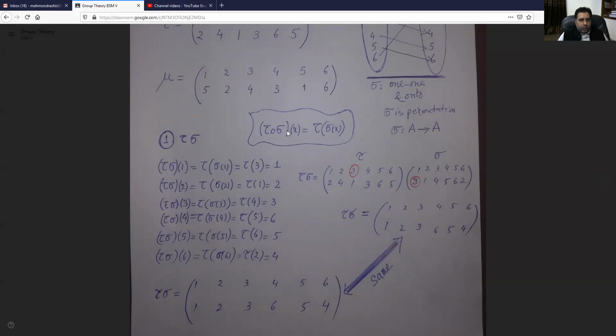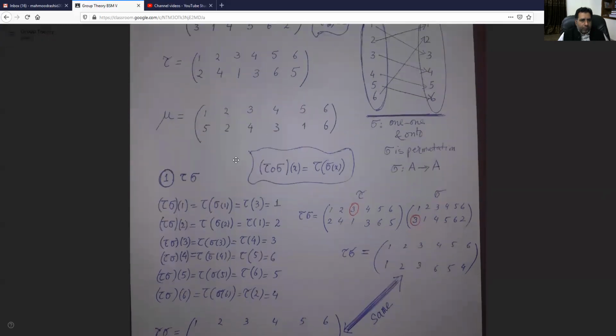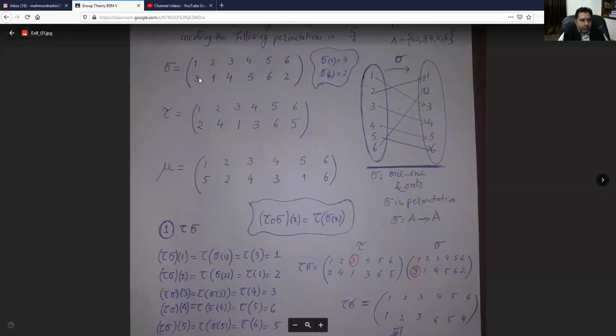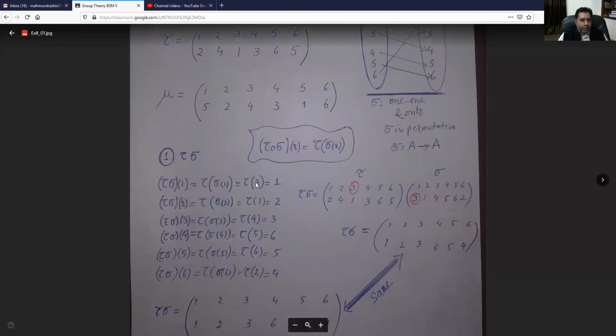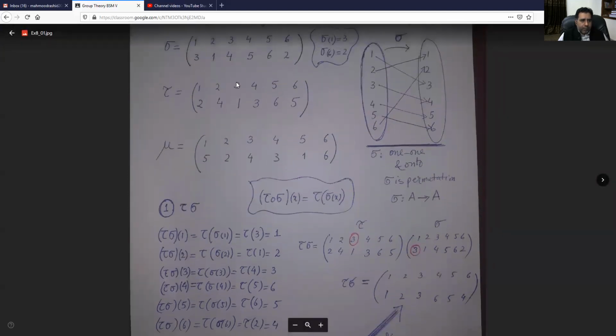So according to this rule, first sigma will be applied on 1. So tau of sigma of 1. सिग्मा जब 1 पे अप्लाई हो रहा है तो आप देखिए sigma 1 पे अप्लाई होके आंसर 3 देगा। सो यहाँ पे बनेगा 3। इसके बाद अब tau की बारी है। tau जब 3 पे अप्लाई होगा, look at this tau. tau जब 3 पे अप्लाई होगा तो फाइनल रिजल्ट क्या है 1. So we see when we apply this tau sigma, this composition mapping on the element 1, we get the element 1.